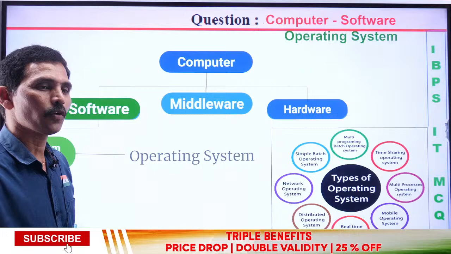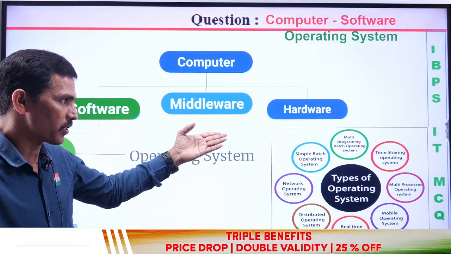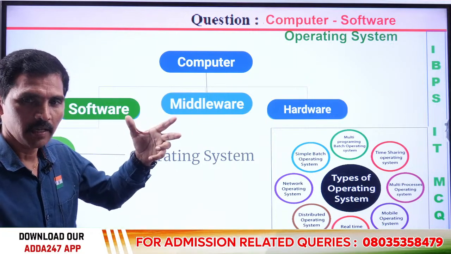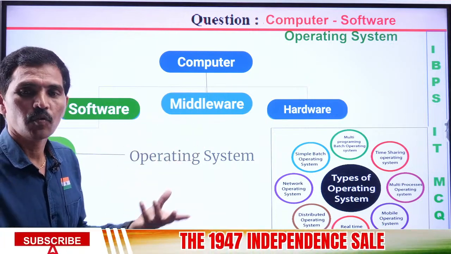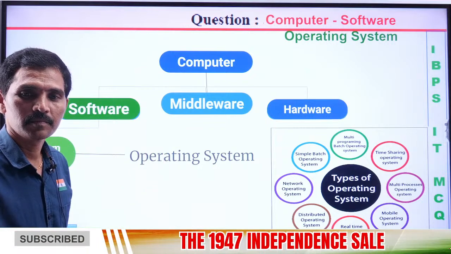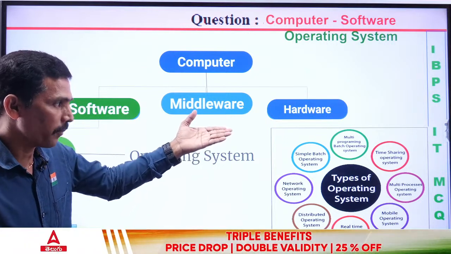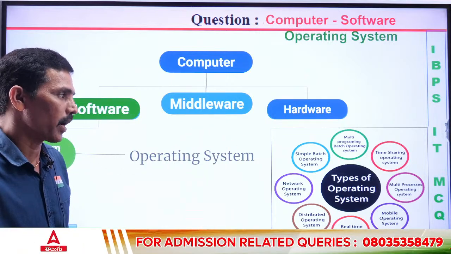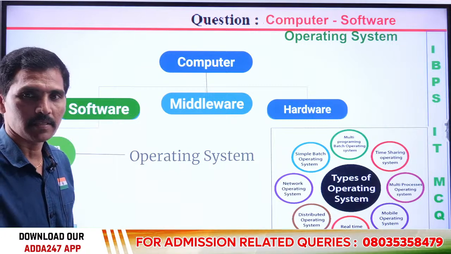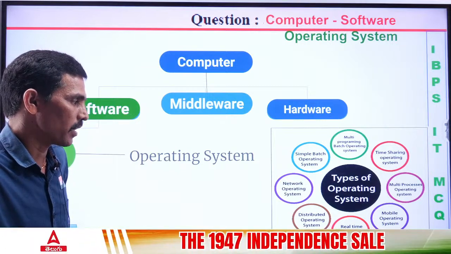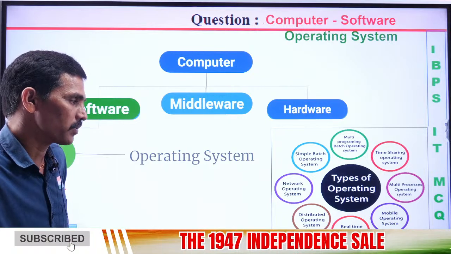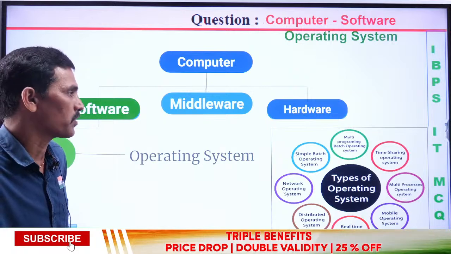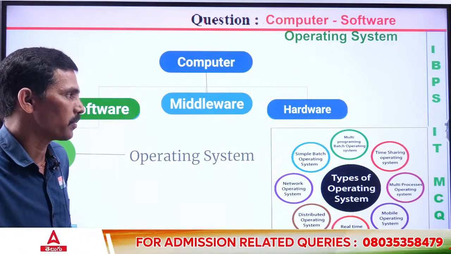So here also we need to focus more on that. What is the type of operating system? There are multiple operating systems. Based on their functionality and usage, we have different types. Okay, next: multi-programming, batch operating systems, time sharing operating systems, multi-process operating systems, mobile operating systems, real-time operating systems, distributed operating systems, networking operating systems and simple batch processing operating systems, like that.